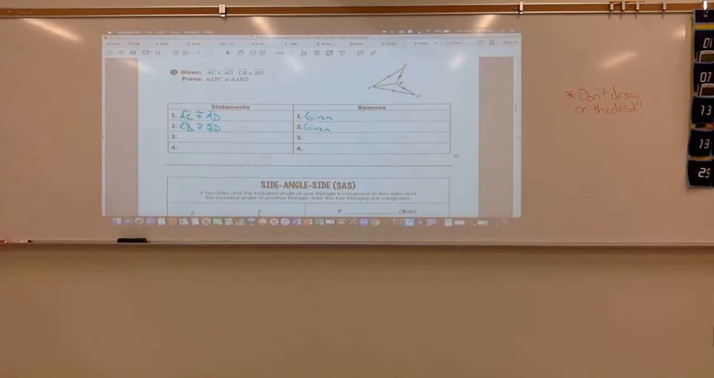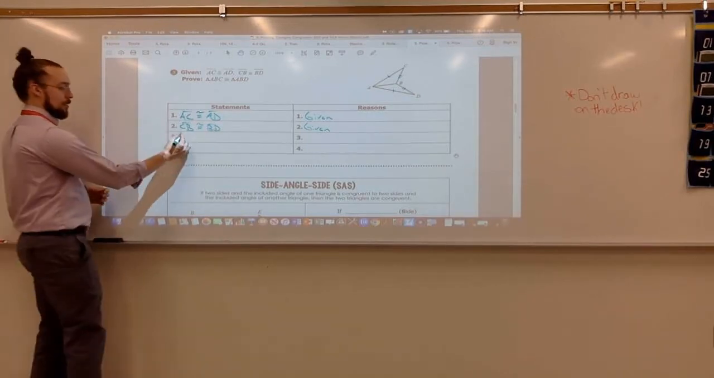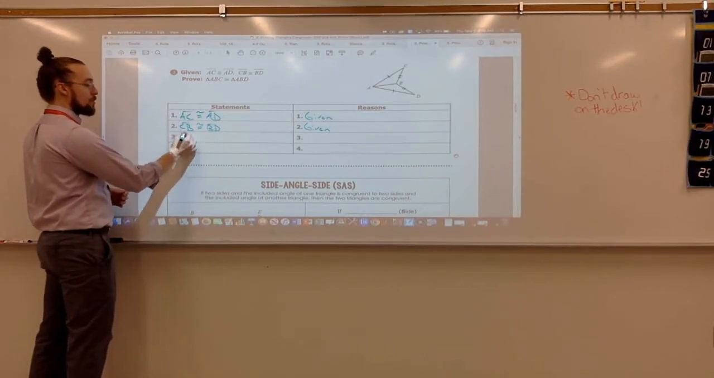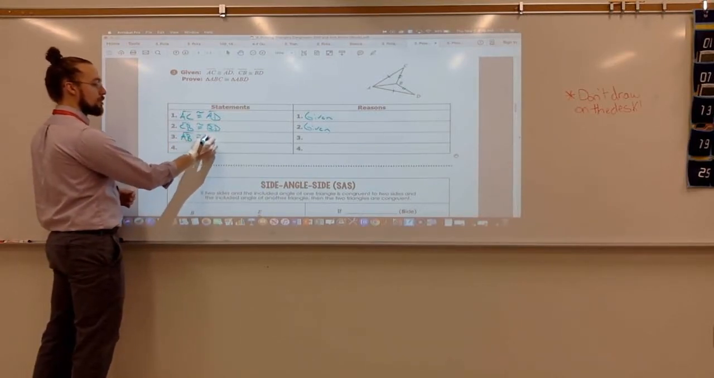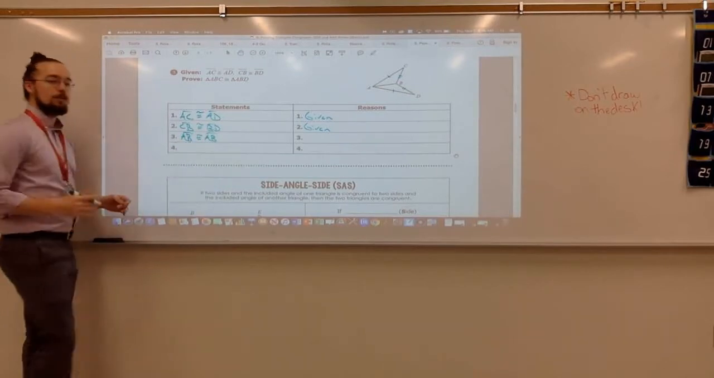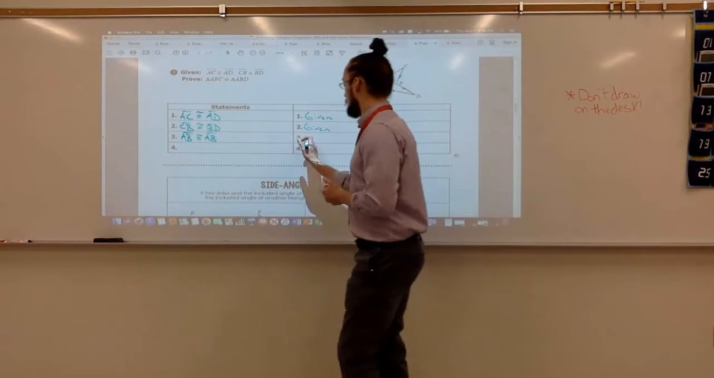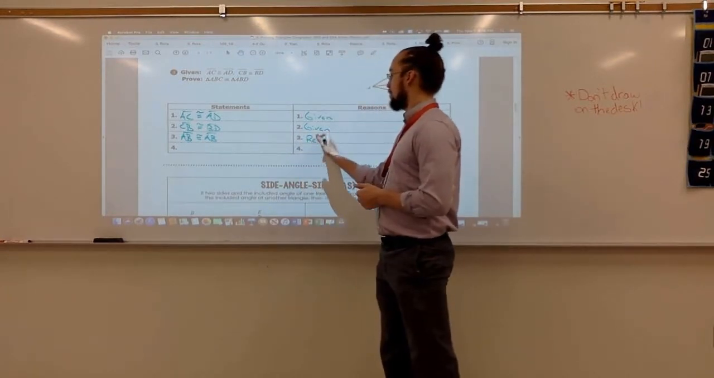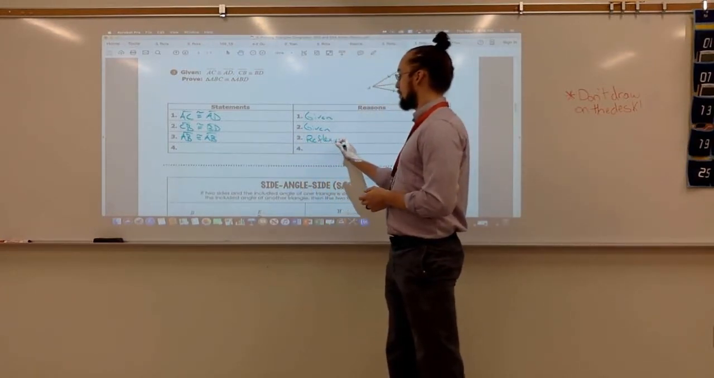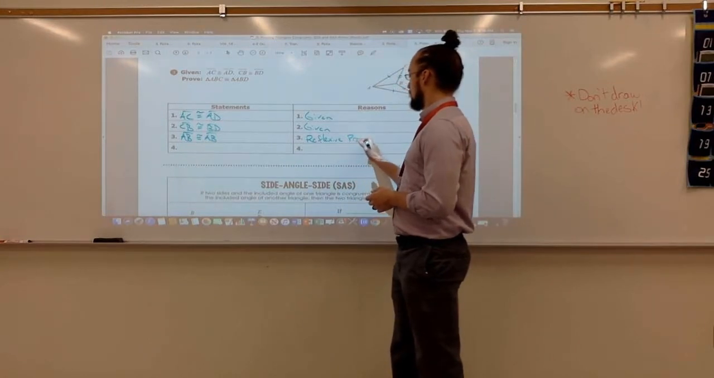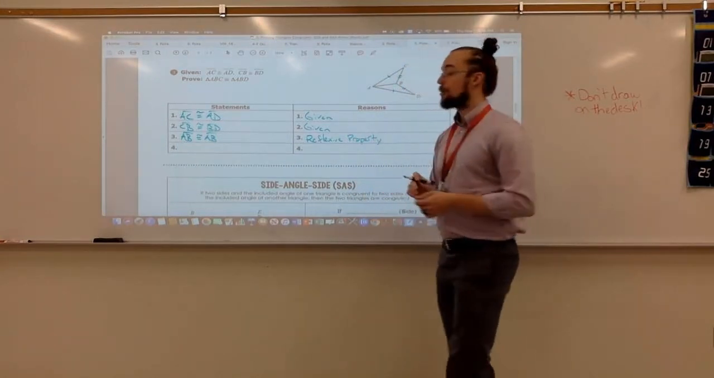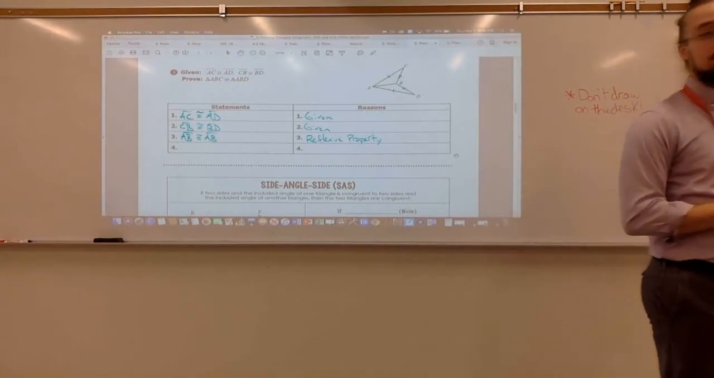We could use bisector. We're not given anything about a bisector. Maybe AB is congruent to AB. Right. We can always say that something is congruent to itself by the reflexive property. This one is going to creep up a lot as we go through triangle proofs, whenever something is overlapping.